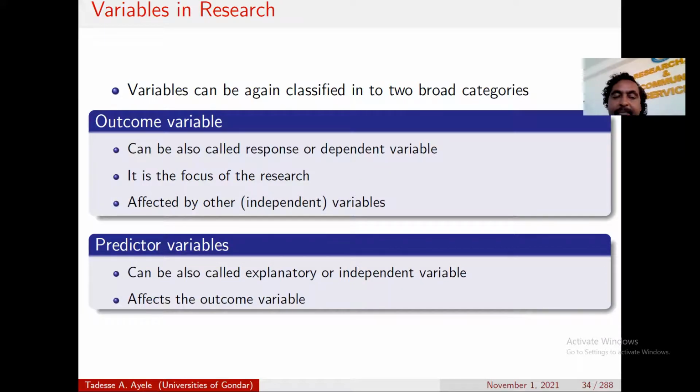outcome variable, can be predictor variable. In general, variables can be divided into four, or into two. But in research, you remember when we write a proposal, we say variables of the study, and we write outcome variable and predictor variable. Outcome or response or dependent variable, whereas the second is predictor or explanatory or independent variable.